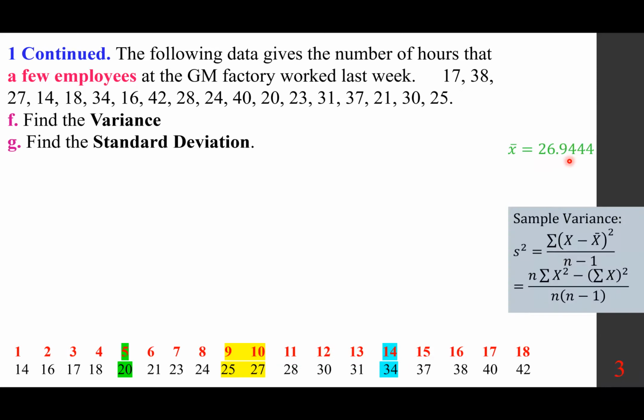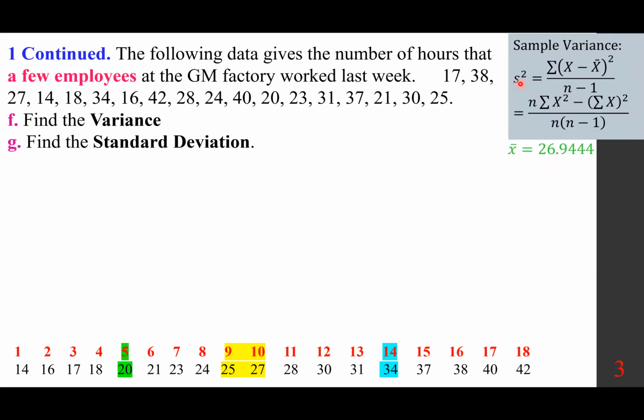And so reminding you of the formulas, we are going to use sample variance because this is a sample. S squared is summation of x minus x bar, squared, over n minus 1. And this is shorthand notation: n summation of x squared minus summation of x, quantity squared, over n times n minus 1. And here's how you calculate it. I'm going to quickly show you both ways just for practice. But obviously, remember that this is not done by hand.